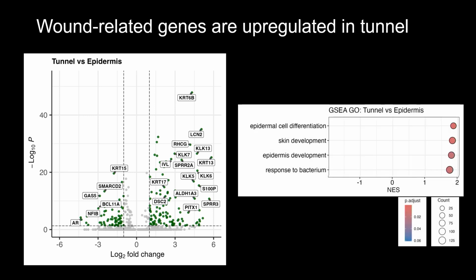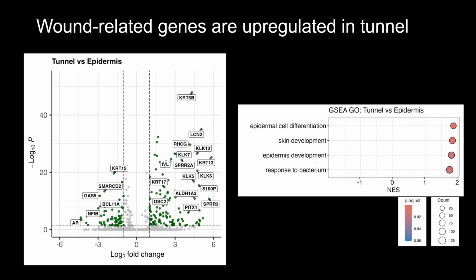Now, gene set enrichment analysis of the increased genes in the tunnel showed enrichment in epidermal cell differentiation and development, as well as a response to bacterium. And that makes sense because there's this idea of the tunnel as an inflamed proliferative epithelial structure.